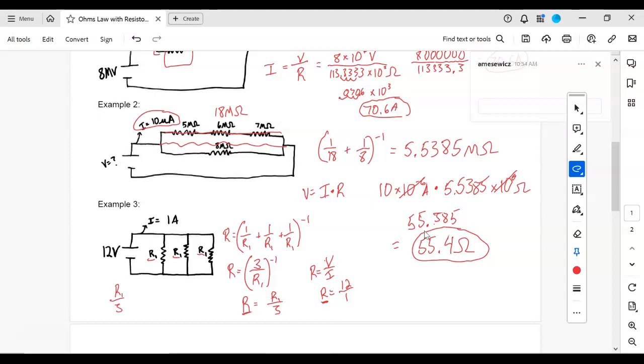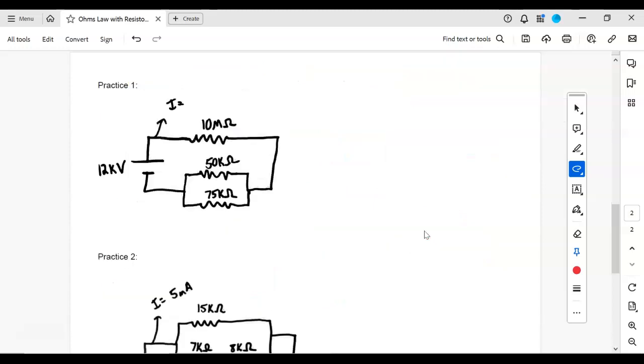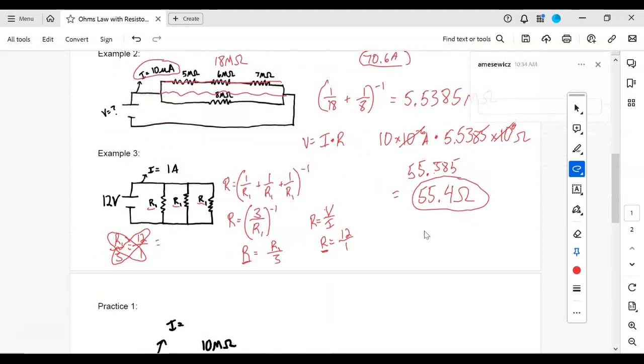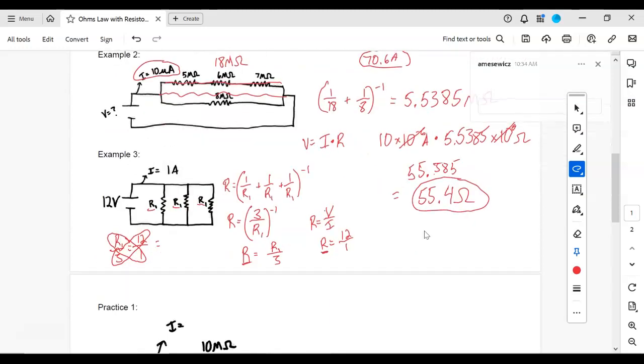R1 divided by 3 equals my 12 over 1. And then if you haven't learned about cross multiplication, when you have one fraction equal to another fraction, you can cross multiply and set those things equal. So R1 times 1 is equal to 3 times 12. So R1 is equal to 36.